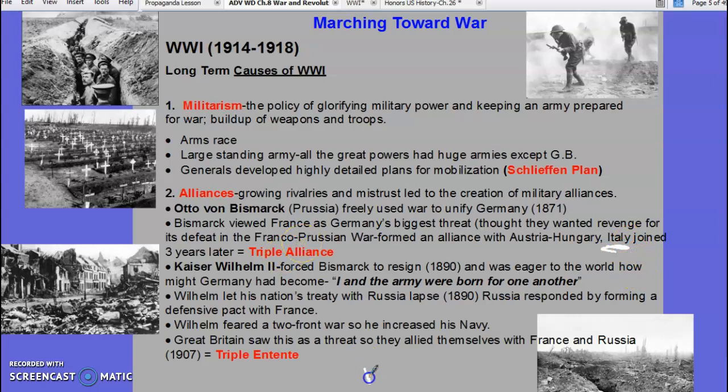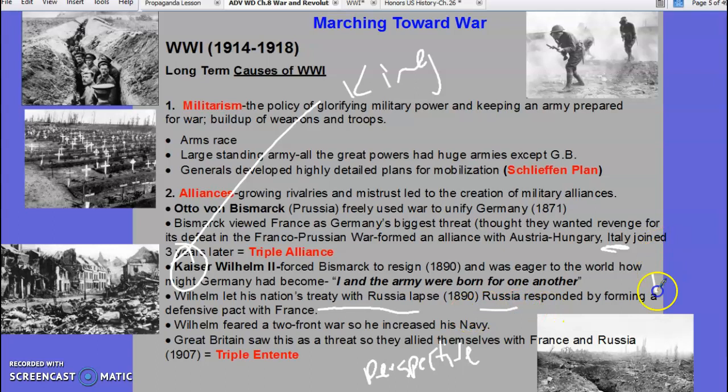From the other perspective, you have to understand France is watching this, and France is saying, oh, well, they're allied with them. Maybe I should get myself an ally. Kaiser Wilhelm II, the Kaiser, which simply means king in German, lets his treaty with Russia lapse. Lapse means it's over, it's outdated. And he does not ask Russia to re-sign it or to renew it like you would a library book.